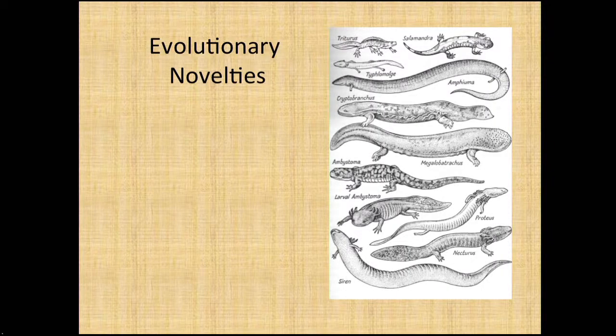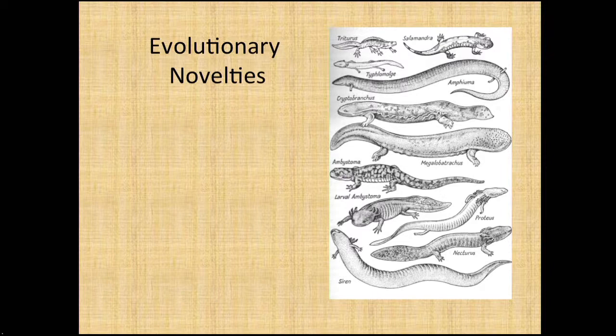So the question is, okay, you've got radiations and radiations and radiations. What about new kinds of organisms? Darwin said that he's not just going to do what Lamarck did with explaining the origin of new species or genera, but he's going to explain fundamentally new types of organisms. And those would fall under evolutionary novelties.